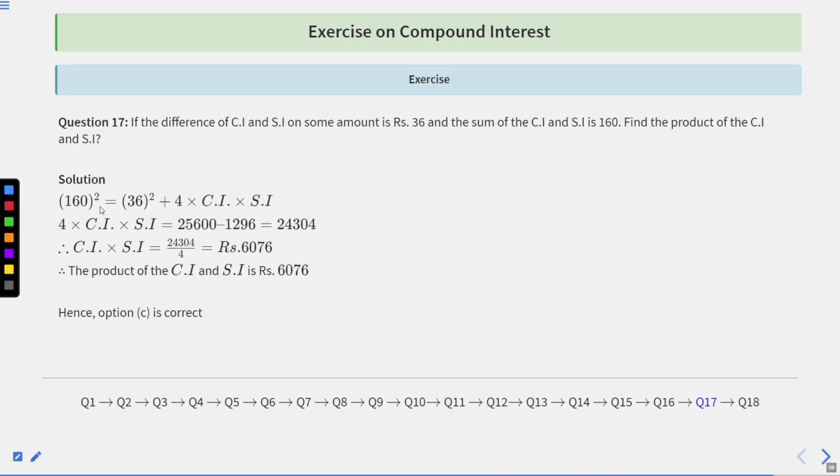So it will be 160 whole squared equal to 36 whole squared plus 4 times compound interest into simple interest. That means 4 times the compound interest into simple interest is equal to 24,304. So the product is equal to 6,076 rupees. The product of compound interest and simple interest is equal to 6,076 rupees. So the correct option here is option C.